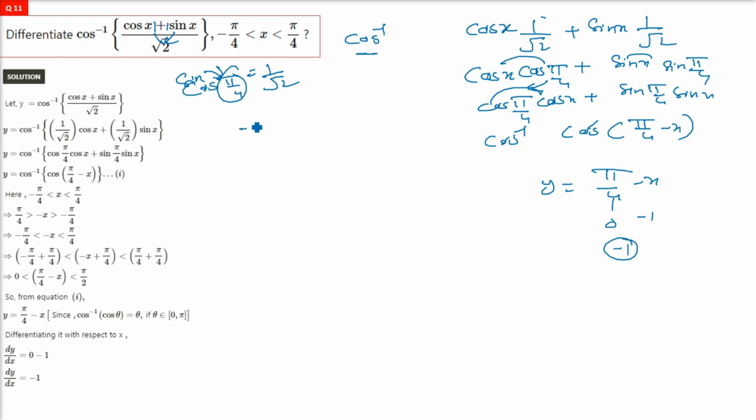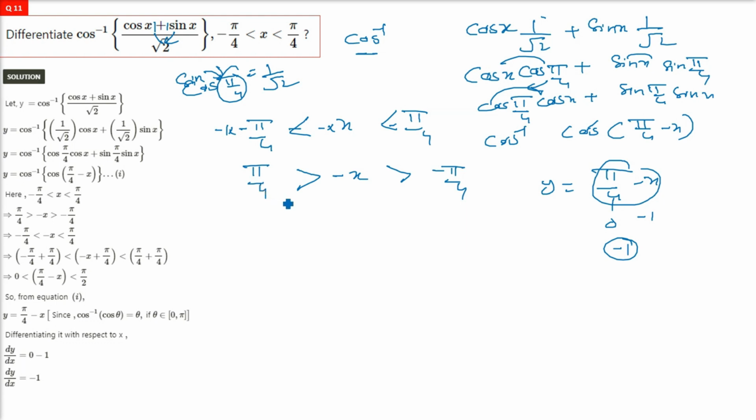X is between negative pi by 4 and pi by 4. So x is between these two, and you have to have pi by 4 minus x. Then only you can cancel cos and cos inverse, if it is between 0 and pi. So let us see. Multiply by negative all the way, and whenever you multiply by negative, the inequality sign changes. It's going to be negative x. Here you have negative pi by 4, here you have pi by 4, plus pi by 4.